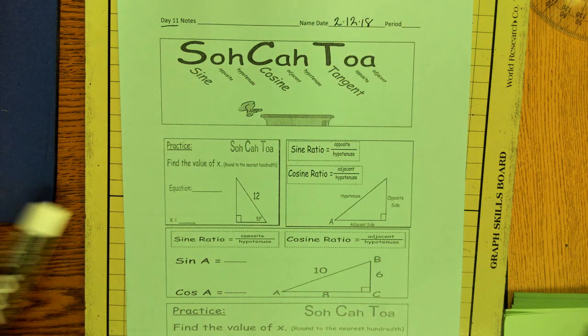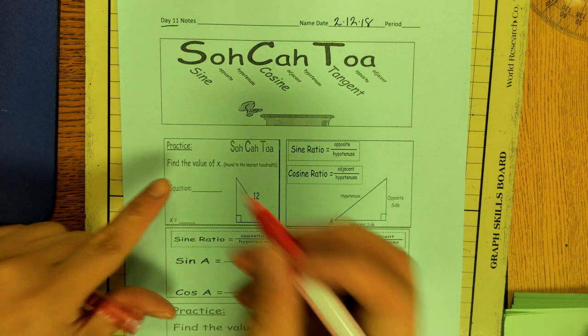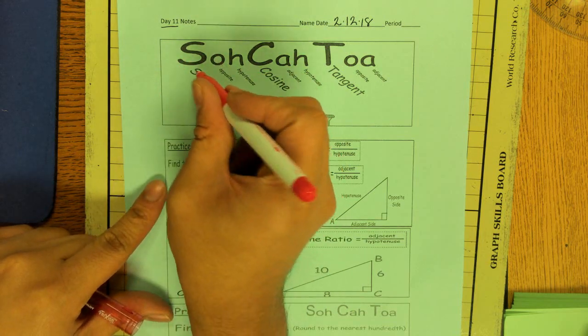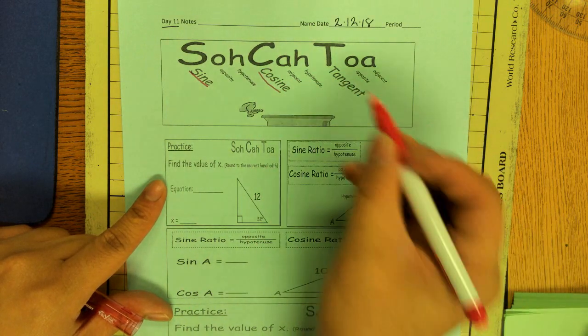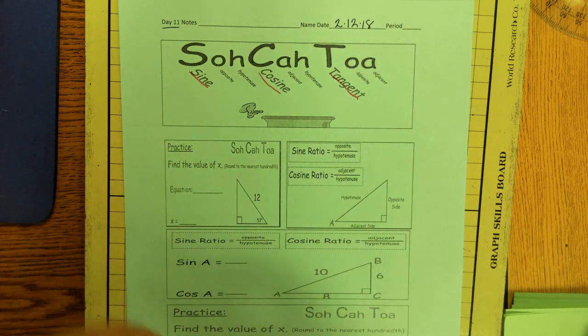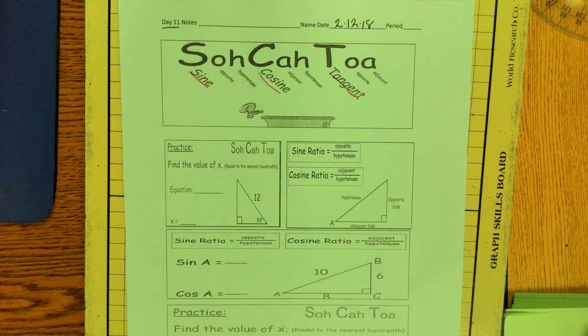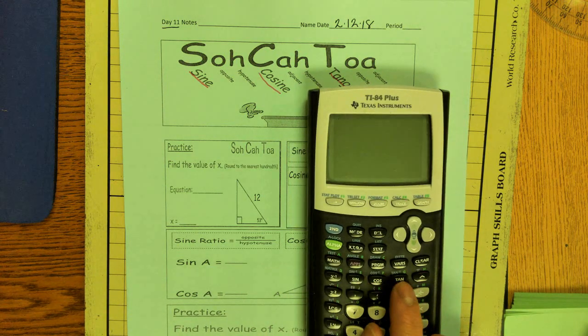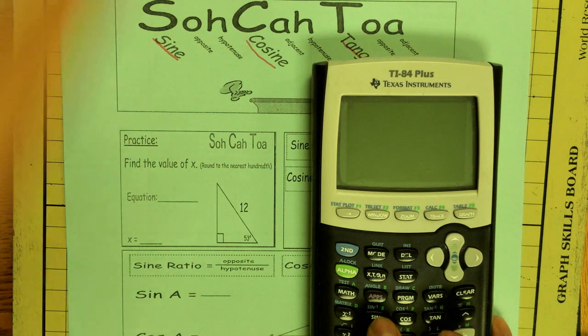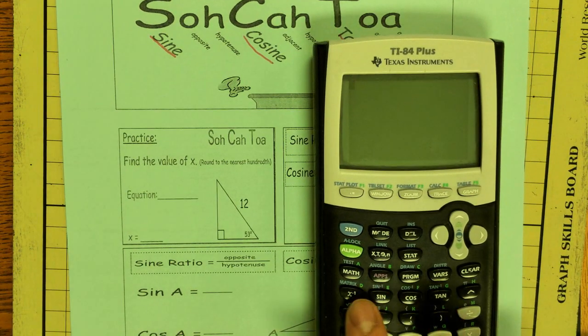SohCahToa are your three trig functions. We have S, which stands for sine, C, which stands for cosine, and T, which stands for tangent. SohCahToa. Sine, cosine, and tangent are buttons on your calculator. Here's sine, let me zoom in a bit. Cosine and tangent.